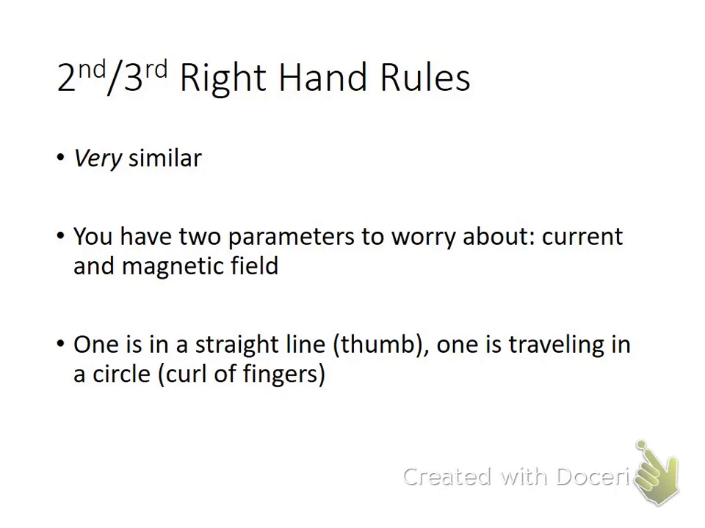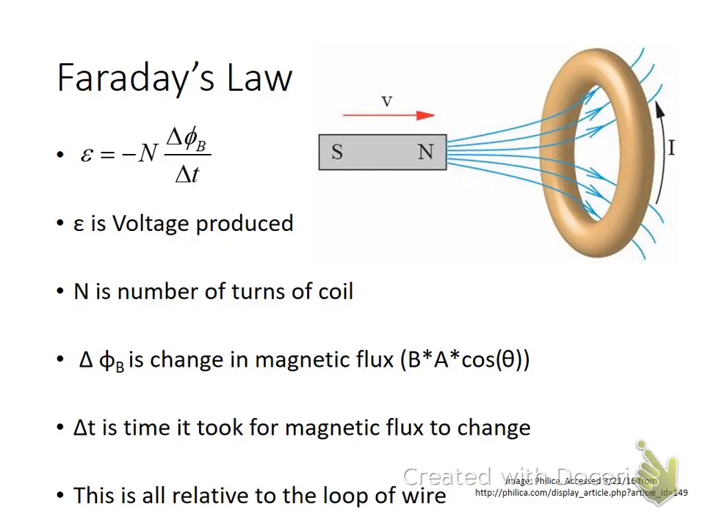Are you finding a force because of a magnetic field? If so, that's a cross product. That'll be the first right-hand rule. Or, are you creating a magnetic field with a wire? If so, that'll be the second or third right-hand rule. And that's it. One last bit of magnetism we gotta cover is Faraday's law.